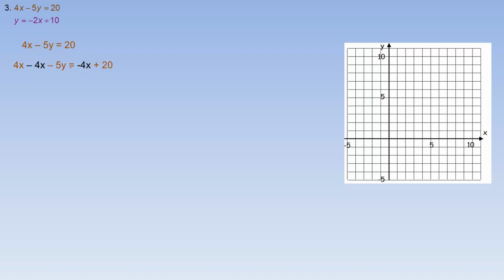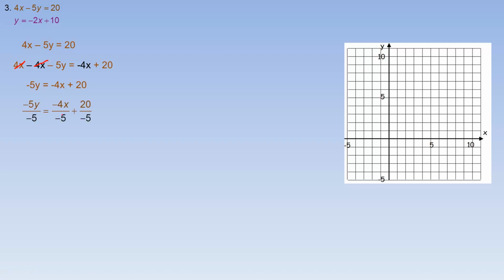Now the purpose of doing the subtract 4x is those add to 0. So I would now have negative 5y equals negative 4x plus 20. And now that I have the y term alone, I want to get y alone. So I want to get rid of that negative 5. The negative 5 is multiplied by the y. So the opposite of multiplying by negative 5 is to divide by negative 5. So we'll divide both sides by negative 5, all the terms.